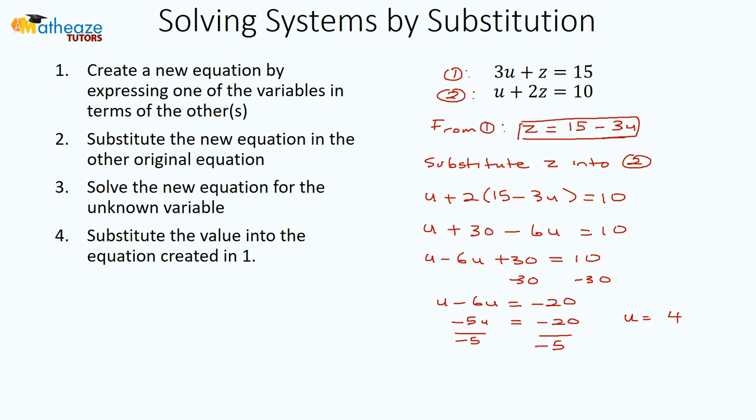Now we're going to substitute that into the value of z, this equation right here. So we see we're told z equal to 15 minus 3u, which is 15 minus 3 times 4, which is 15 minus 12, which gives us 3. So therefore, u equal to 4, z equal to 3.